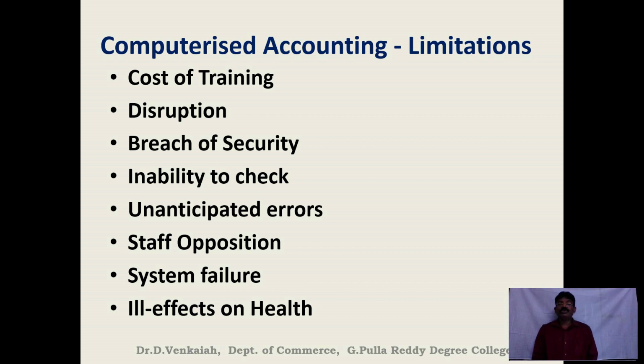Staff opposition. Most of the people, due to their jobs or some other reasons, oppose the use of computerized accounting. System failures: as I told earlier, all the software is cloud-based. Means the software is loaded somewhere else, our data is stored somewhere else, and retrieval happens somewhere else. If there is a failure where the data is stored, we are unable to retrieve it.